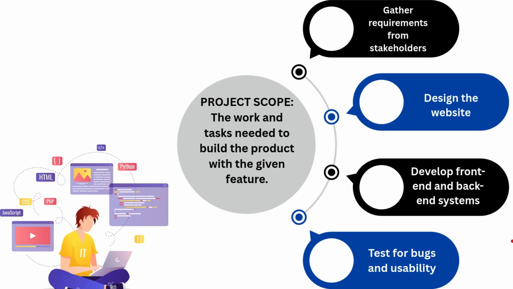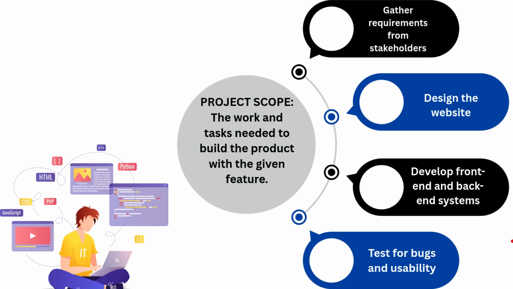So the project scope is the work and task needed to build the product with the given feature. So like we discussed, the product scope, that it has the features with which we want to build the website. So project scope is work which you need to do to complete those product scope. So here I have written the project scope for the given product scope of the website.